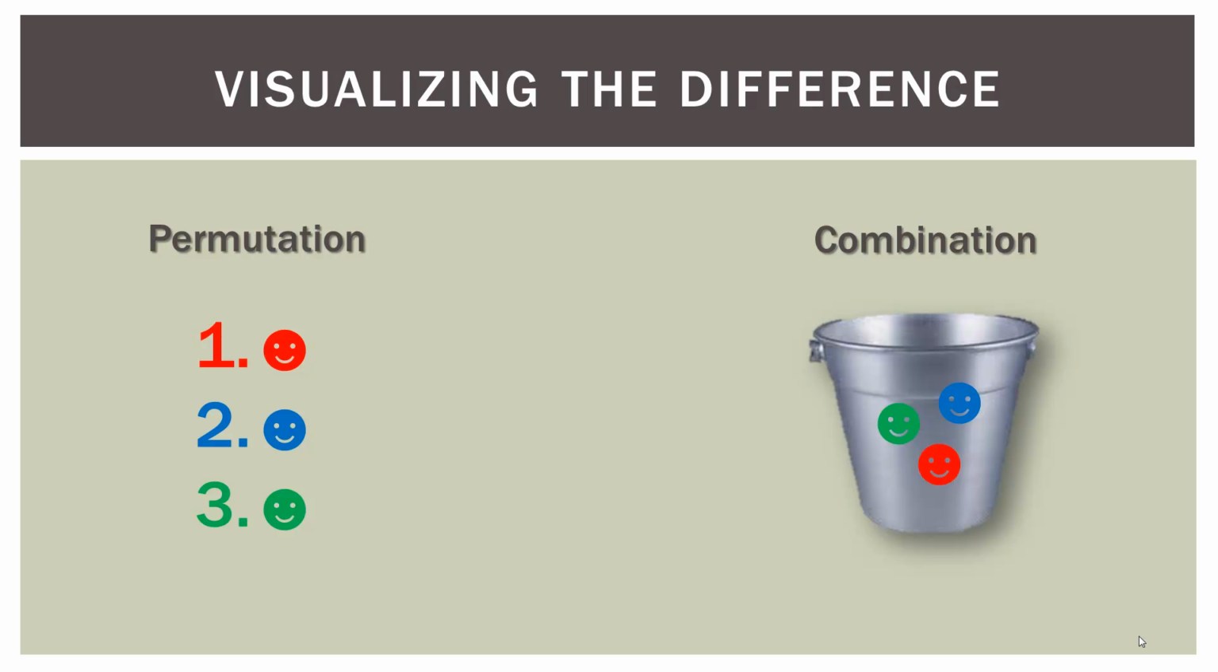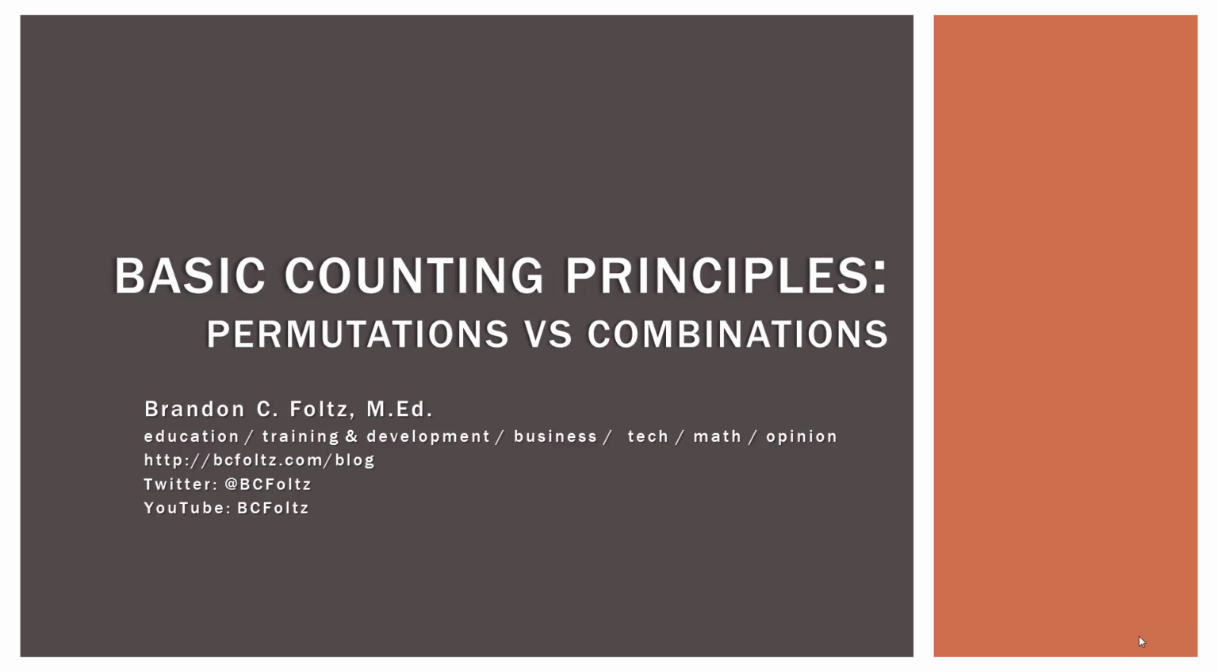But you can see there are 6 ways to arrange them in order over here on the left. So, ordered list, an unordered group, or set, or blob, or whatever. No order on the right, but order on the left. Okay, and that covers our basic video on permutations and combinations.